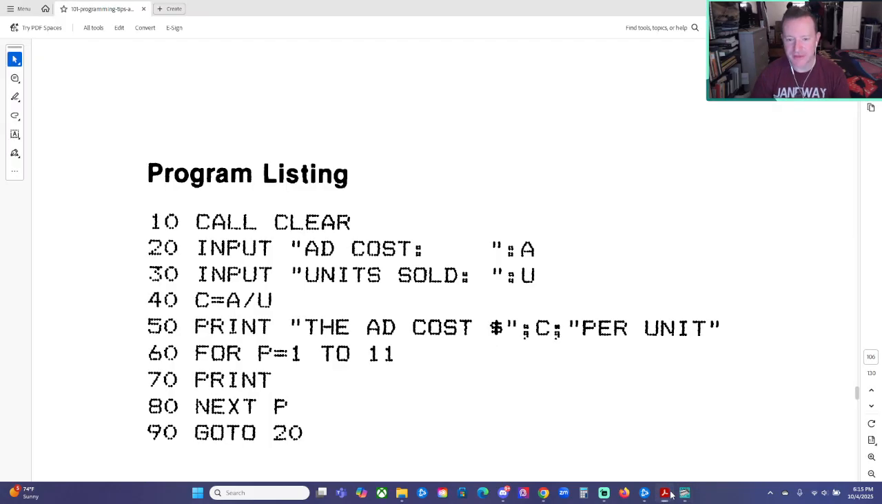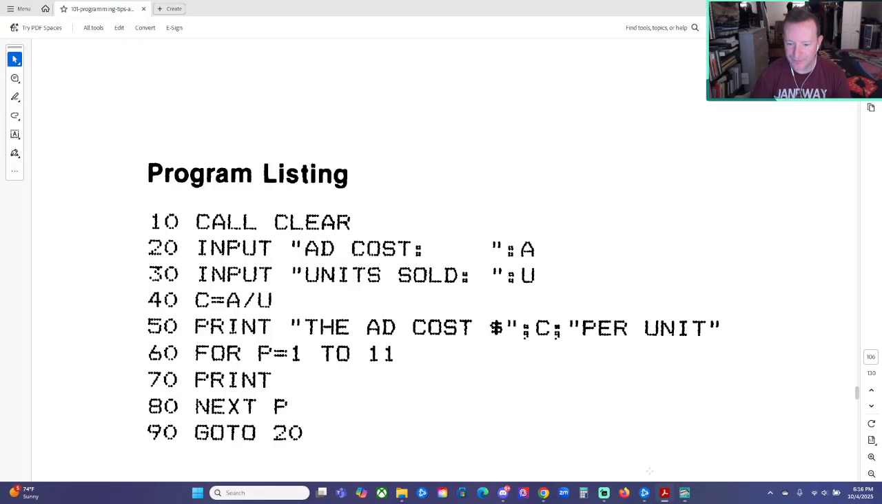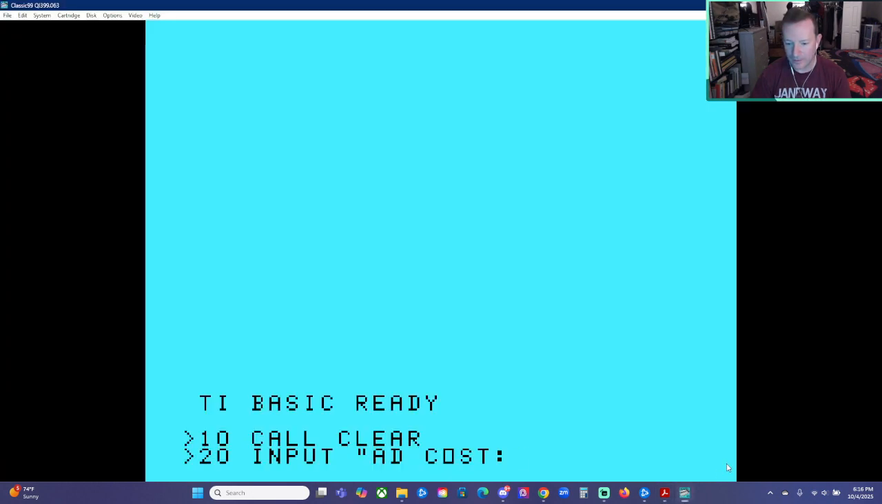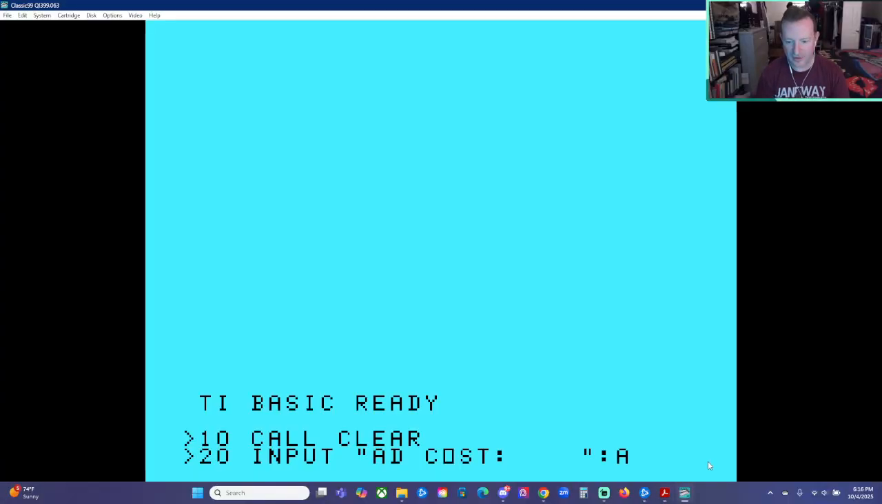and let's get the punctuation exactly right here. Looks like we've got a colon, and how many spaces? 1, 2, 3, 4, and then a quote. 1, 2, actually, hold on. 1, 2, 3, 4, quote. Make sure I got that right. 1, 2, 3, 4. Yep, that looks good. And we're going to call that A for ad cost.